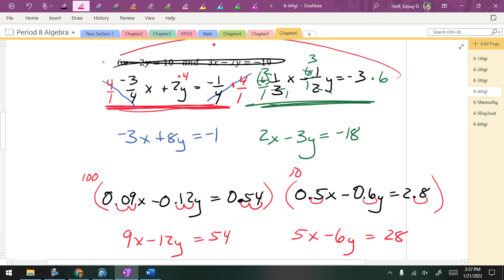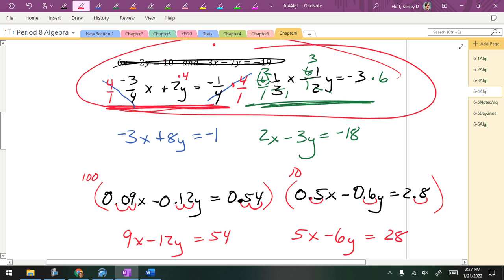I would get rid of your fractions. Otherwise, when you add your equations together, you're going to have to add fractions, and then you have to get a common denominator, which is a nasty mess anyway. Agreed?